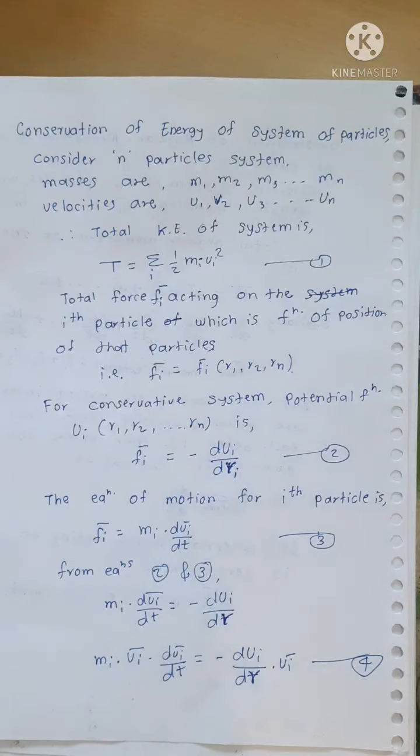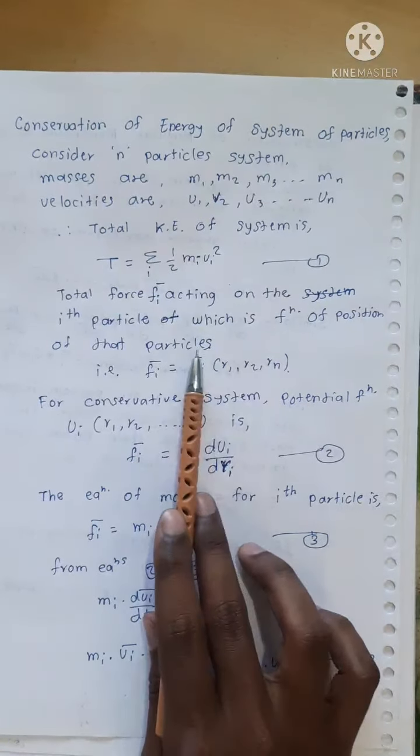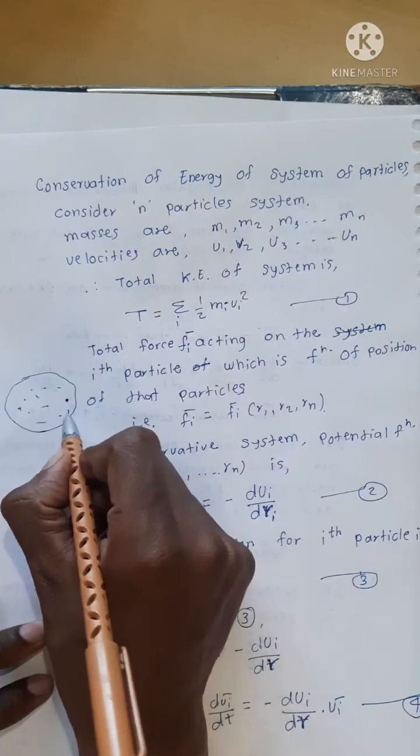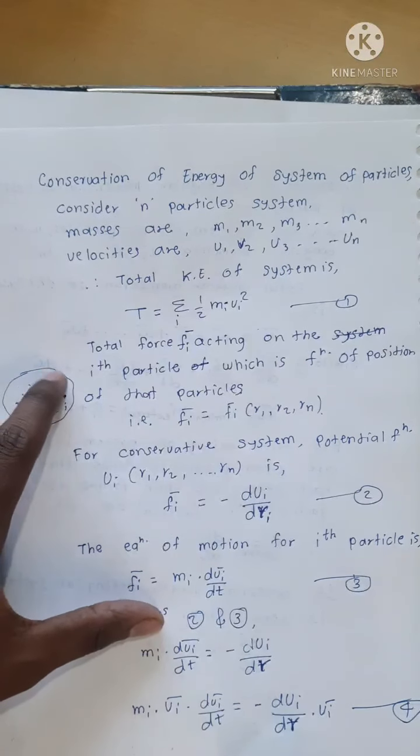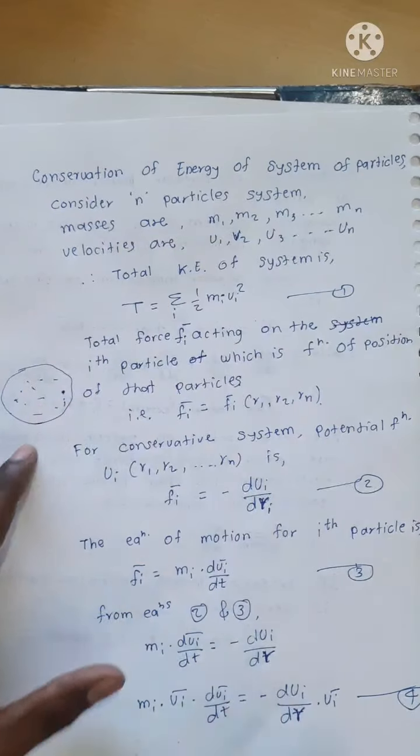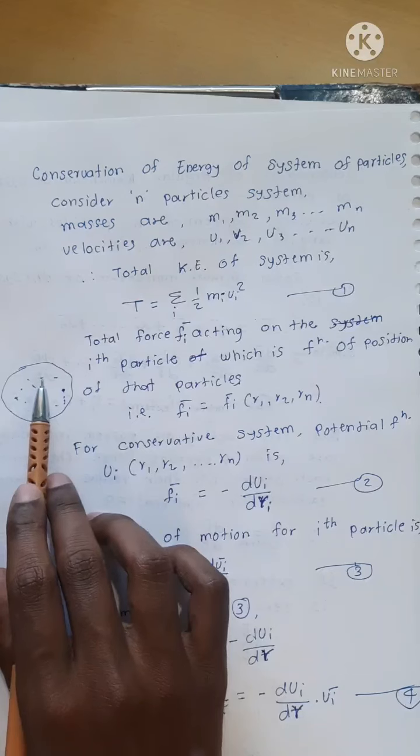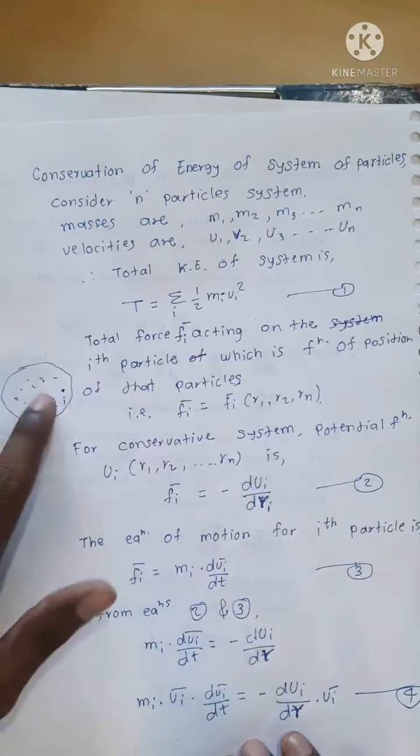Now we know the total force acting on the ith particle is a function of the position of that particle relative to all of the other particles in the system. For example, consider this system of particles, and let's consider this particle i. The force acting on this particle depends upon all the particles in this system, because of the distance r1 from the individual particles. For example, let's say here is particle 1. This distance matters because the force acting on this particle is a function of the distance between this particle and the other particles.